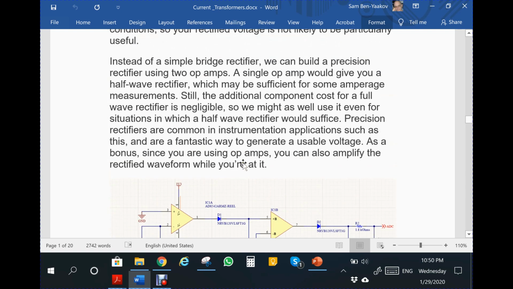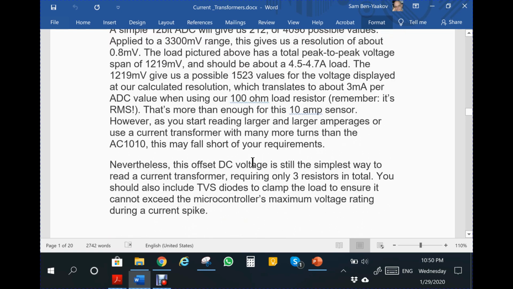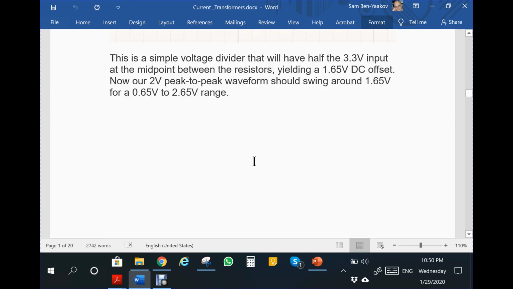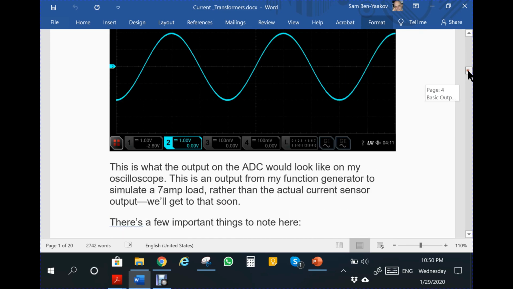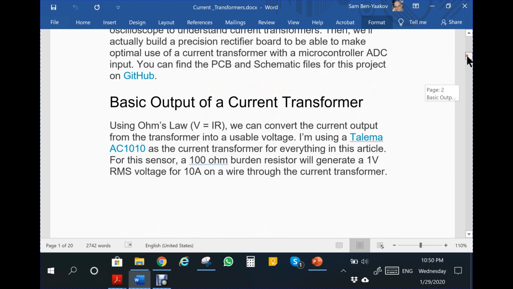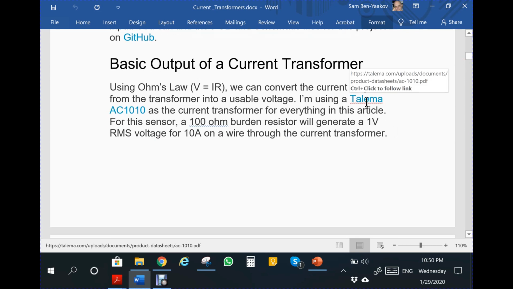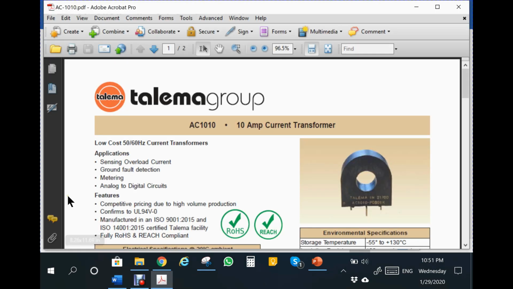This transformer is a commercial unit. Let's have a look at the number here. Here it is. This is the company, Talema, and it's AC 1010. This is an AC transformer, and my questions were related to the datasheet of this transformer. Okay, so here is the datasheet. This is this transformer. It's a 10 amp current transformer. This is the current transformer.